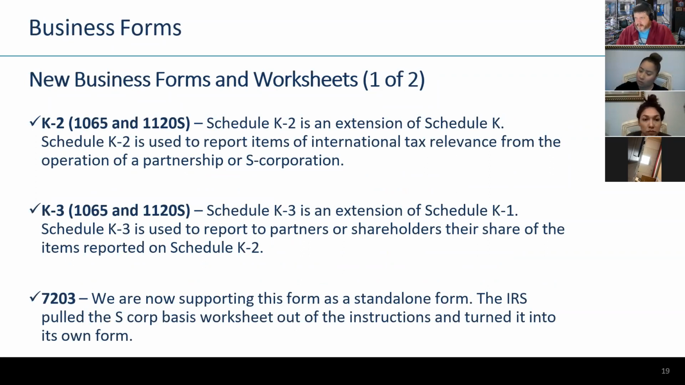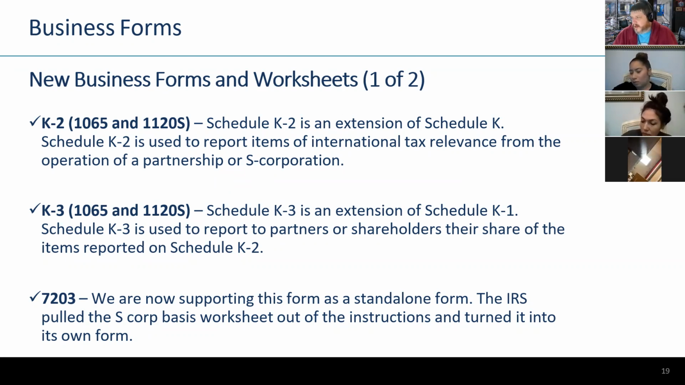A couple of new business forms and worksheets, and really it's just a couple of worksheets. There's now a K2 and a K3. K2 is an extension of Schedule K. It's used to report items of international tax relevance. K3 is an extension of Schedule K1. It's used to report to partners or shareholders their share of the items reported on the K2. So I doubt you'll ever see either one of these forms unless you've got a corporation that's doing international business.